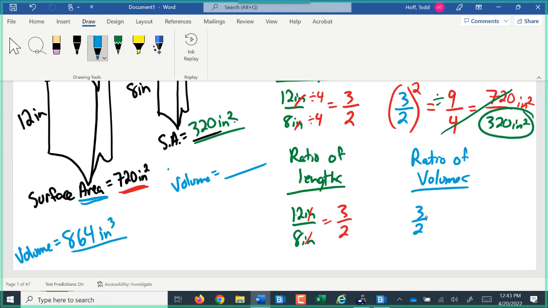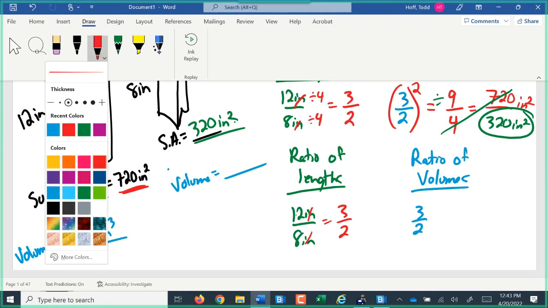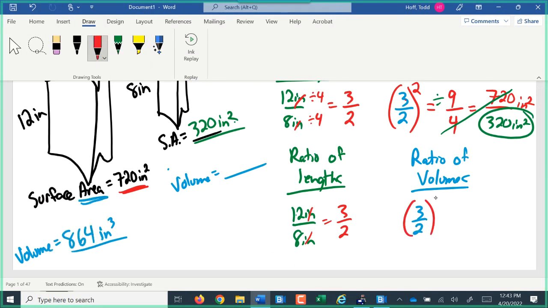I got a quick question. The surface area is like the reduced ratio, right? Yeah. Okay. Just want to make sure.